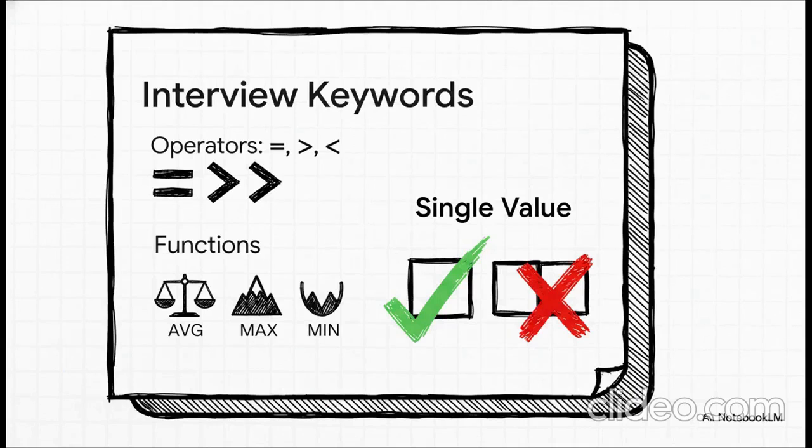All right, for your interviews, you're going to want to lock these keywords in. Scalar subqueries almost always use those simple comparison operators: equals, greater than, less than. And they're usually powered by aggregate functions like AVG, MAX, or MIN. Now here's the critical constraint, the thing you can't forget. It absolutely must return only one value. If it returns more, your query's going to crash and burn with an error.